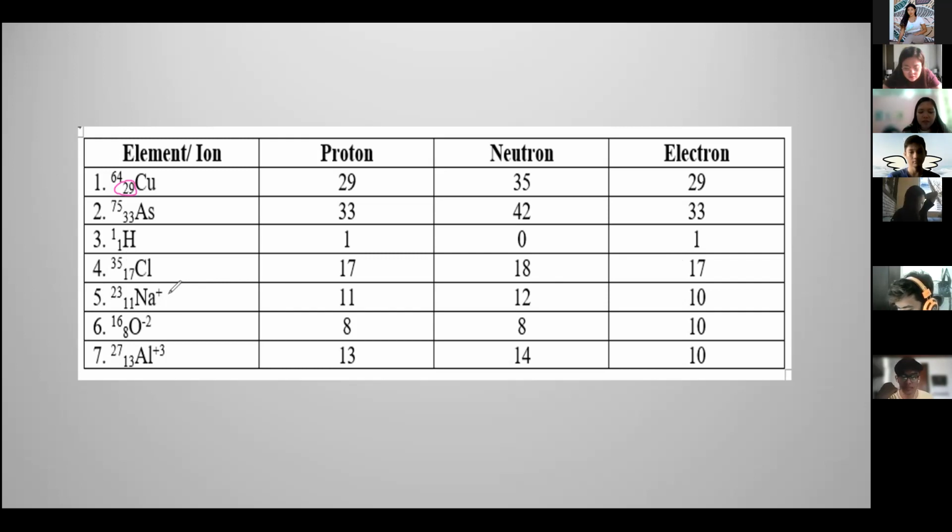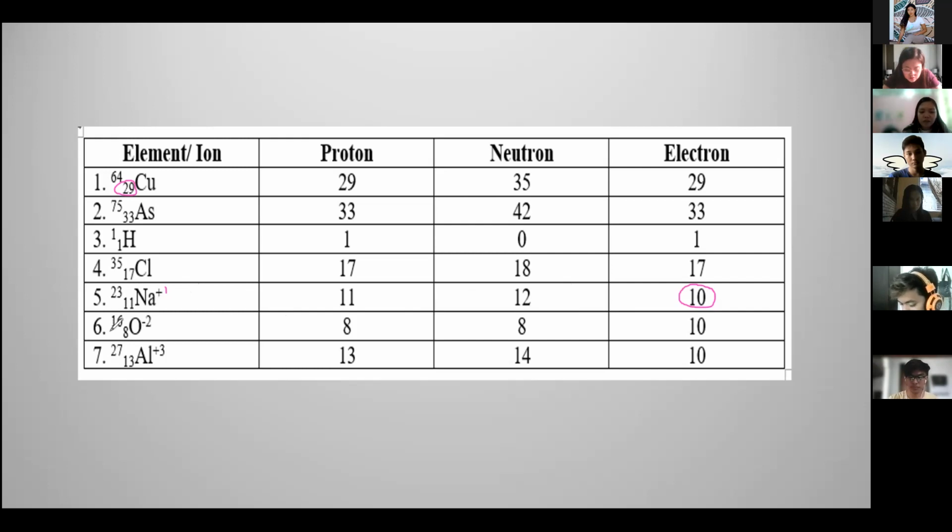I have mentioned earlier about the charge. Since we have a positively charged ion here, the number of electrons is lesser than the number of protons. So the atomic number minus the positive charge will give us 10. For the neutrons, we just subtract 23 minus 11, and that will be 12.